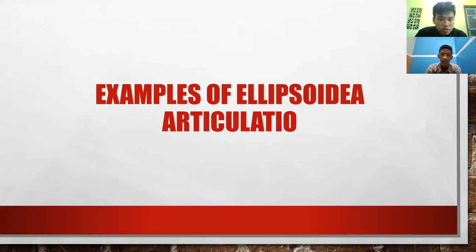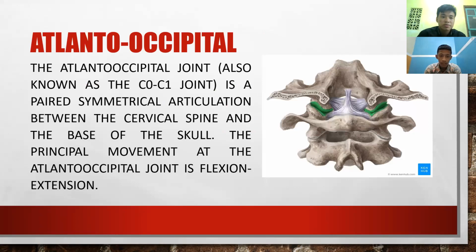Next example of ellipsoidea articulatio. What is atlanto-occipital? The atlanto-occipital joint is a paired symmetrical articulation between the cervical spine and the base of the skull. The principal movement at the atlanto-occipital joint is flexion extension. This movement permits nodding of the head, as seen when indicating approval.